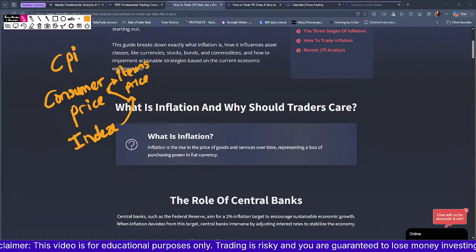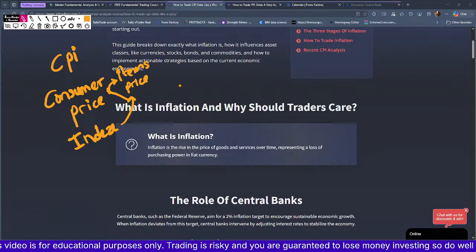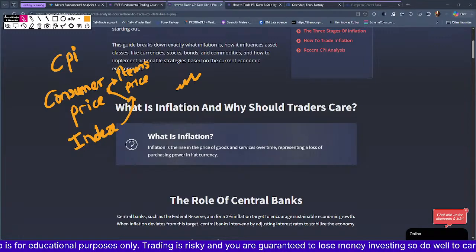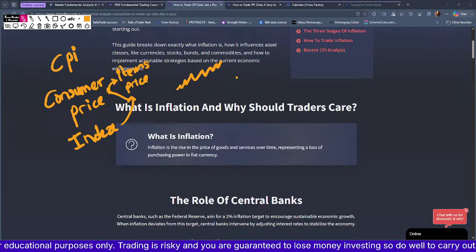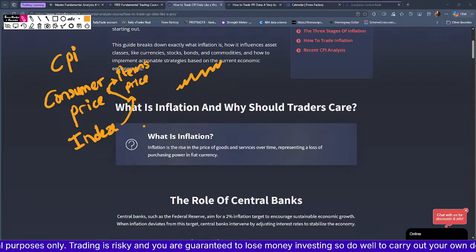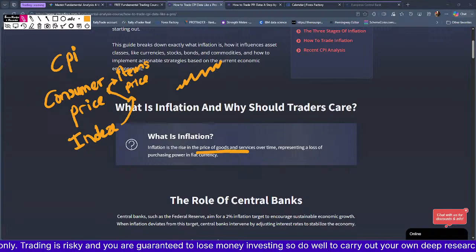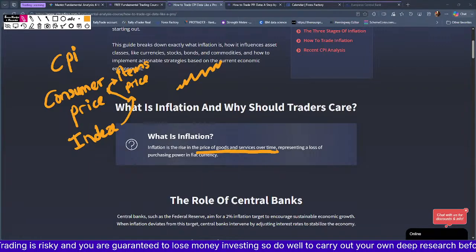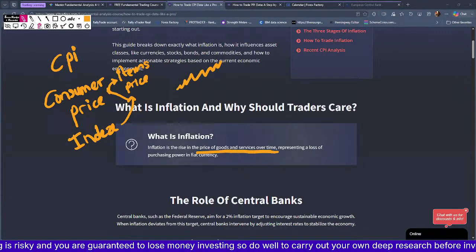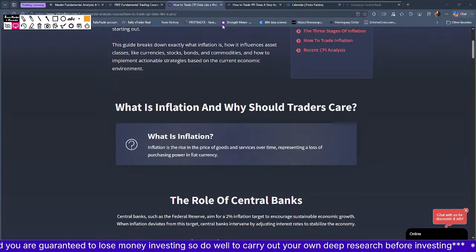Now, if I'm calculating the price of consumer items and I notice that the price is always ticking up, it just means one thing, right? The price of things is going up, and the price of things going up is exactly what inflation is. So the price of goods and services over time. That's everything you need to understand about how CPI is the measurement of inflation.